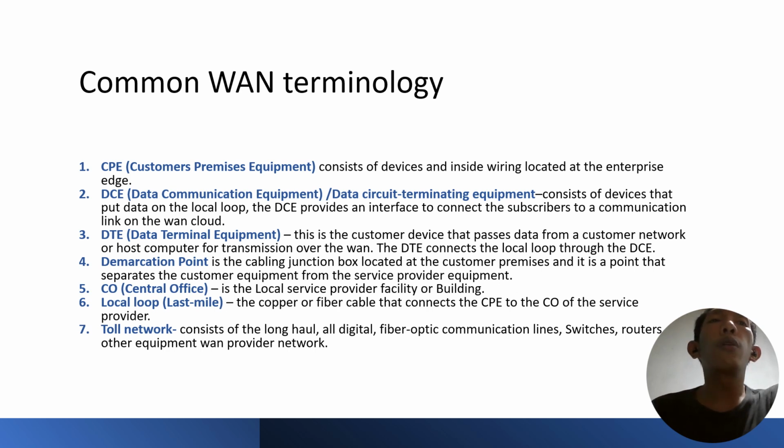CO, or the central office, is the local service provider facility or building. Toll network consists of the long haul, all digital fiber optic communication lines, switches, routers, and other equipment inside the WAN provider network. Local loop, or the last mile, is the copper or fiber cable that connects the CPE to the CO of the service provider.